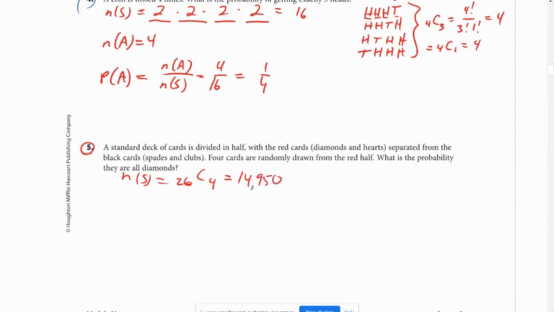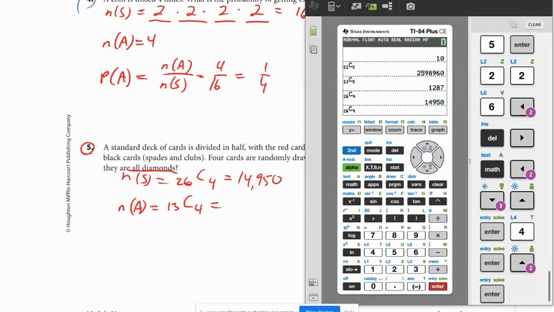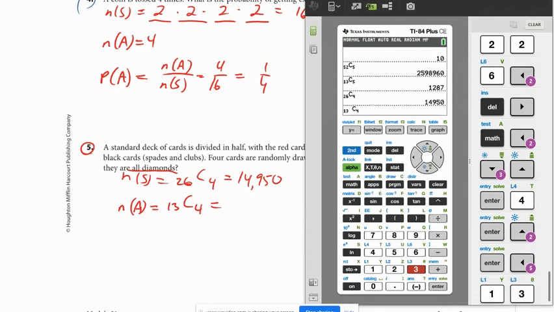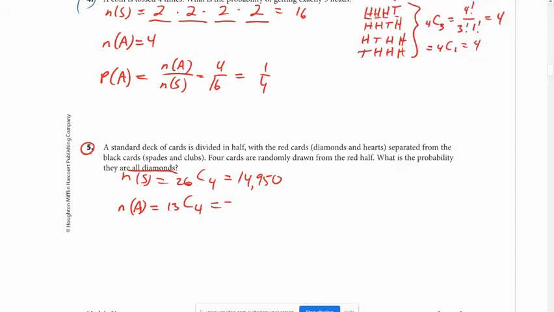And then the number of ways that we choose all diamonds. So event A is that we get all diamonds. So the number of items in event A, there are 13 diamonds. We're going to choose all 4 of them. And so if you take that previous one on your calculator and just change that to 13, now it says 13 choose 4, and 13 choose 4 is 715.